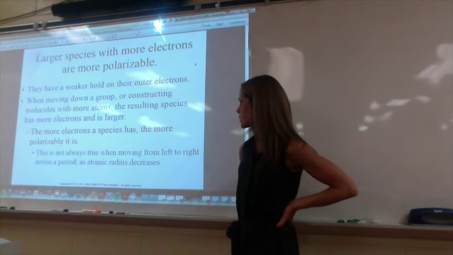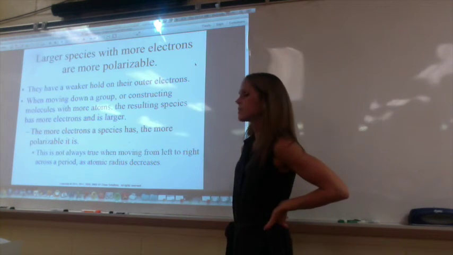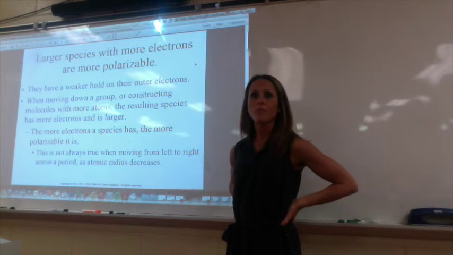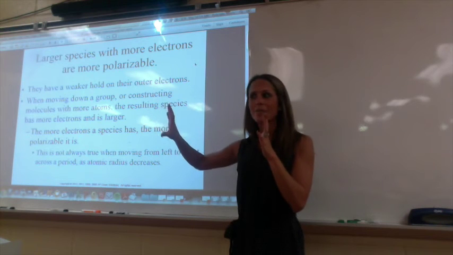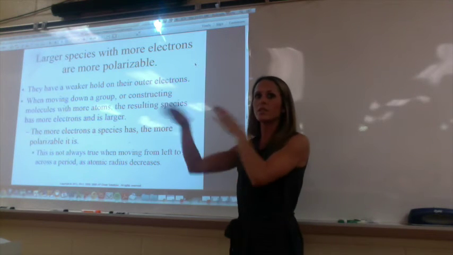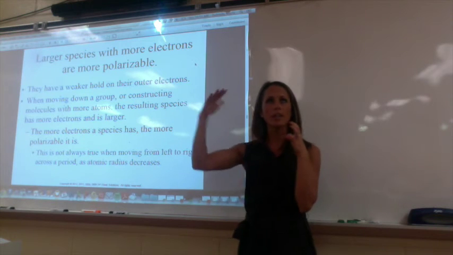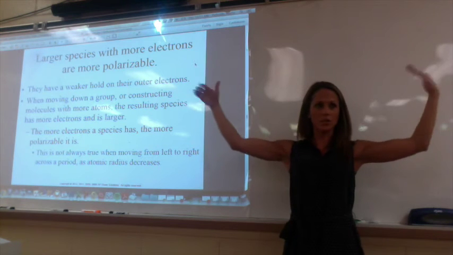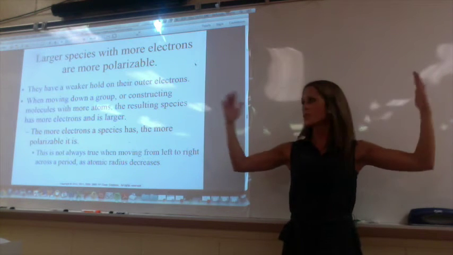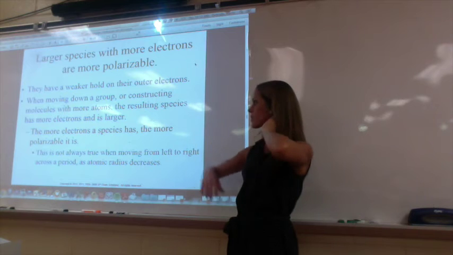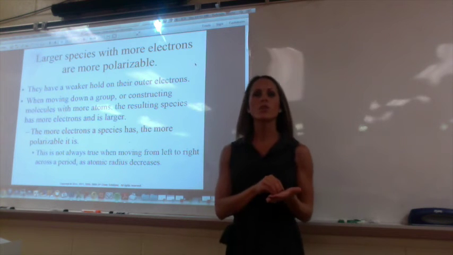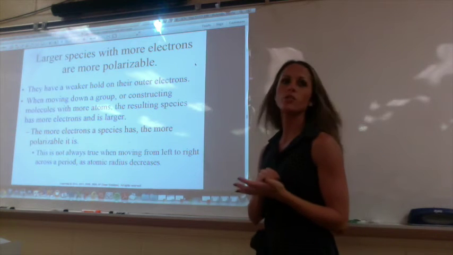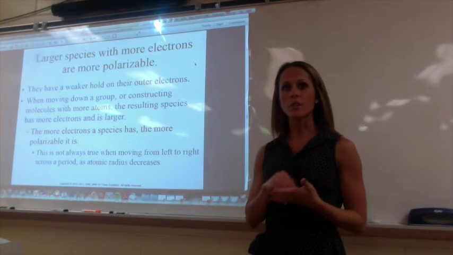This is not always the case when moving from left to right across a period as atomic radius decreases. What happens when atomic radius decreases? It has a stronger pull on one. Right, so that whooshing might not be as pushed because the nucleus can hold on to its valence electrons or any of those electrons a little bit more tightly. But as you get larger and larger, it's harder to hold on to those electrons. We know this from Coulomb's Law. And so you can have a push of those electrons to one side. So don't just write the words larger, like the molecule's larger, therefore it's more polarizable. I want you to make sure that you include there are more electrons, therefore it's more polarizable.